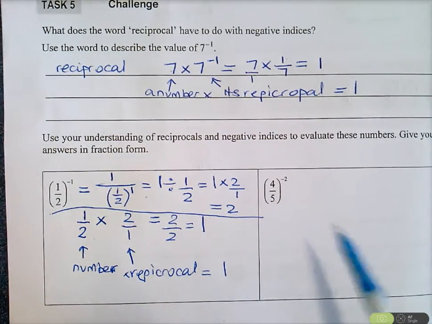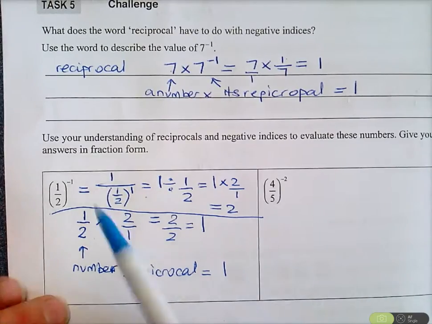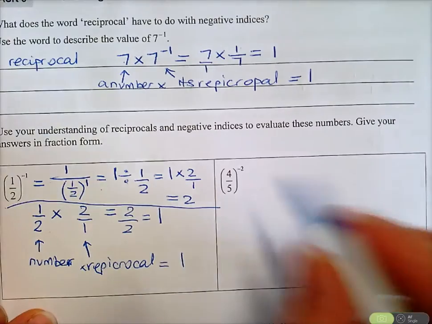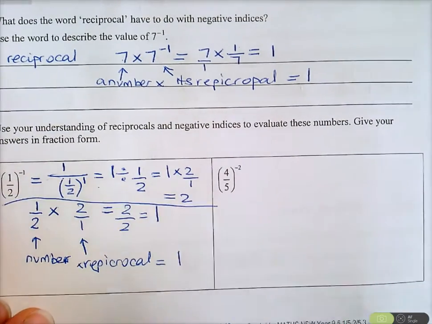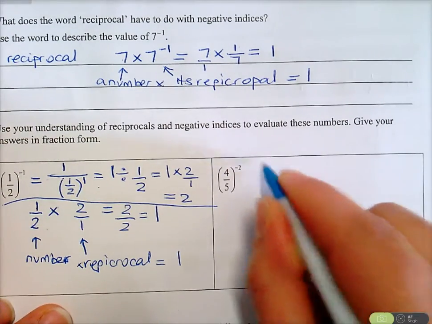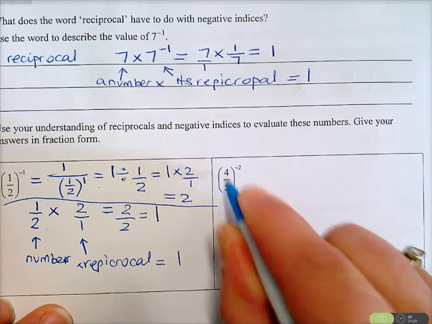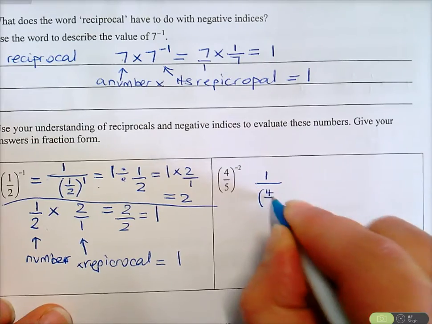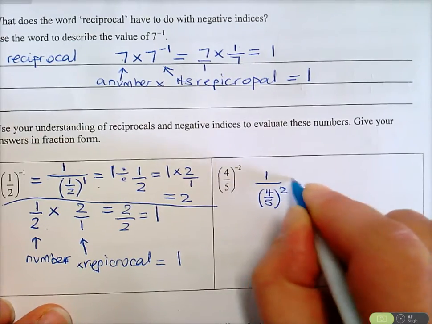But of course we're not going to do that. That takes too long. But we'll practice it. We'll practice it here as well, and then you're going to see. So let's practice it here. 4 over 5 to the power of negative 2 means 1 over 4/5 squared. Do you agree with that?